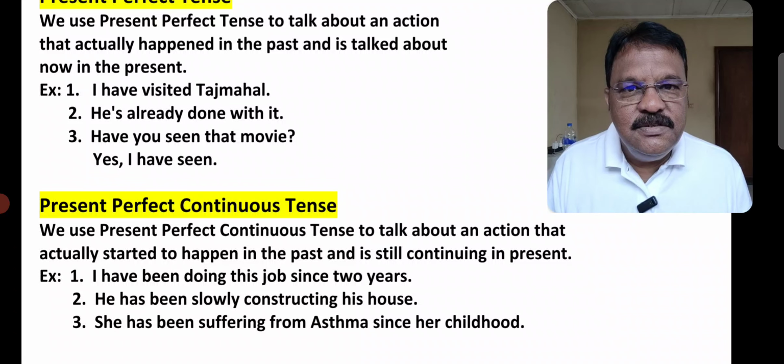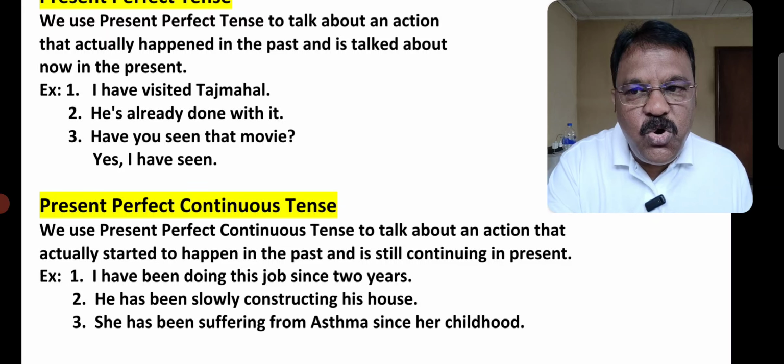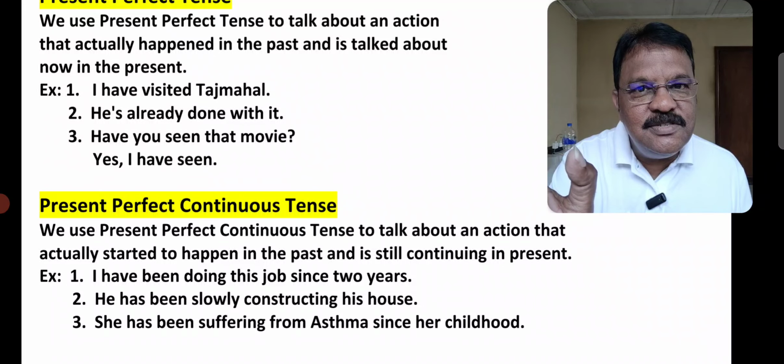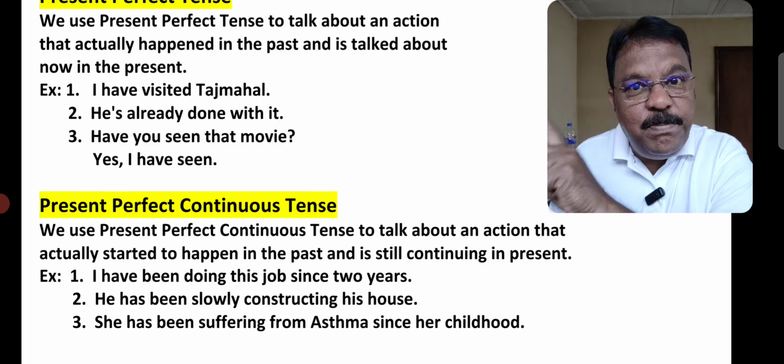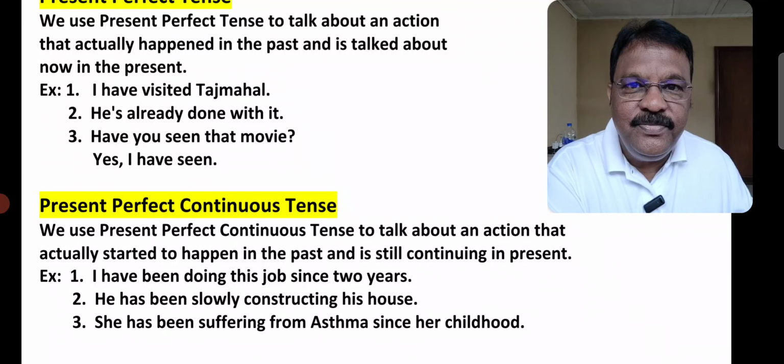My dear friends, we already know about present perfect and we should know about the continuous essence. What do you think about continuous essence? Continuous means it's continuing. You got it? So, the action which started to happen in the past is still continuing in the present. That's what present perfect continuous tense is.